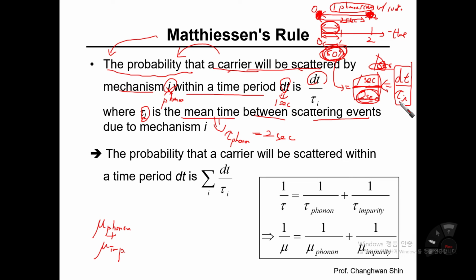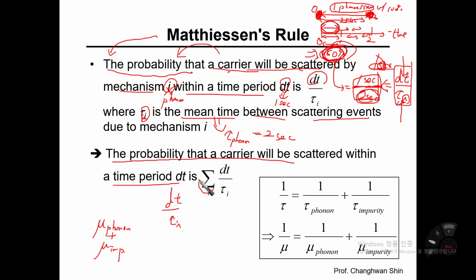Whatever the mechanism i is, within a very short time period, once we know the average time between two scattering events with 100% probability, we can simply estimate this probability for any time window, say here, here, here. Any time window, we can mathematically estimate the probability value. So the probability that a carrier will be scattered within a time period dt is described as dt over tau sub i.